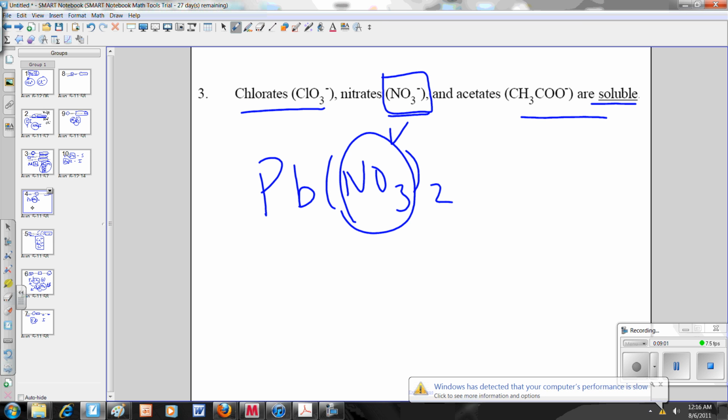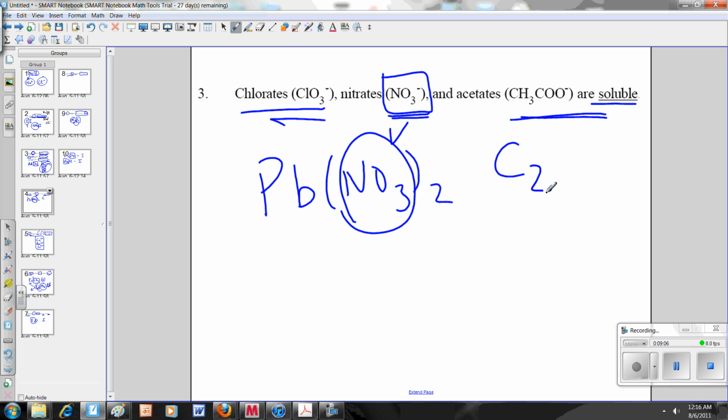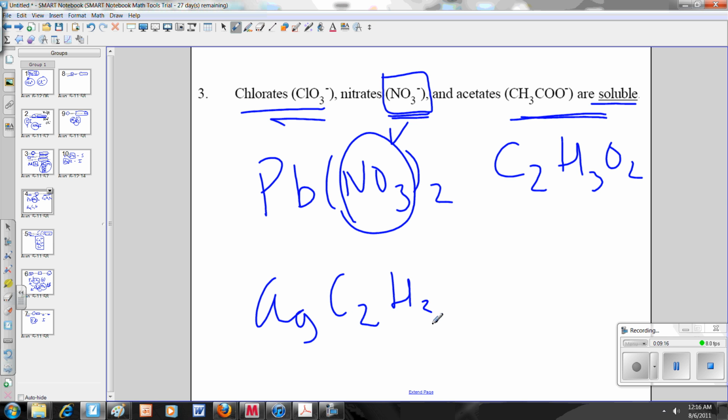If you look right here, chlorates, nitrates, acetates. Acetate, remember, can also be written C2H3O2. So for example, you could have AgC2H3O2. Anything that has acetate will always be soluble. And that is how you apply the solubility rules. There are 8 key ones. Especially learn the exceptions, make study cards, whatever you need to do, get them down because they're very useful and they occur a lot in AP chemistry.